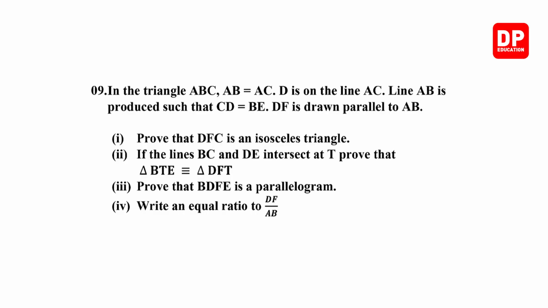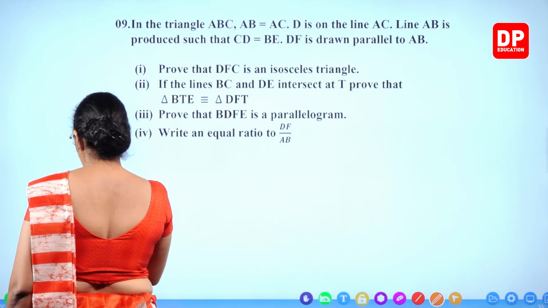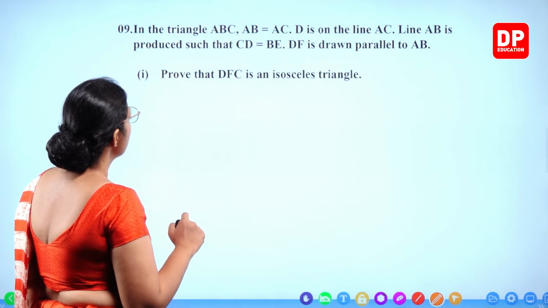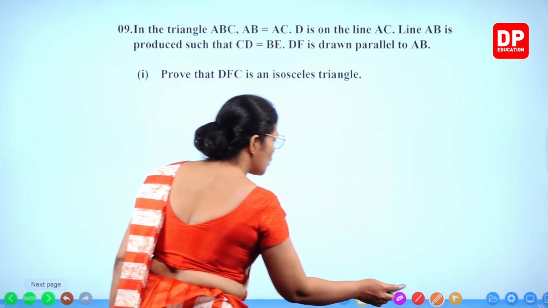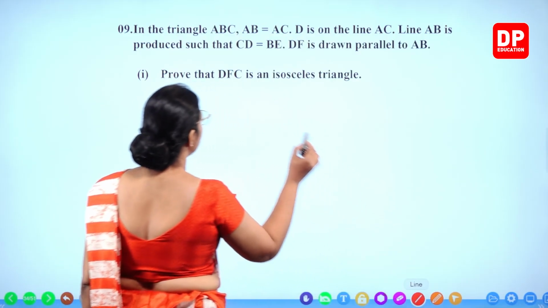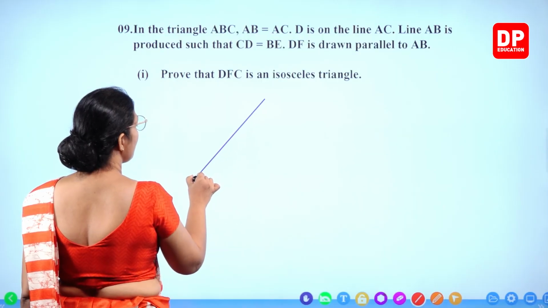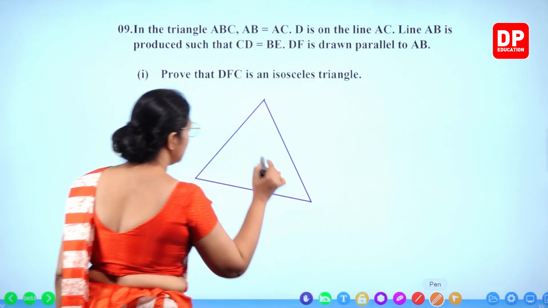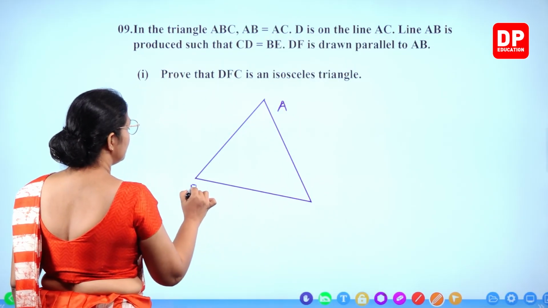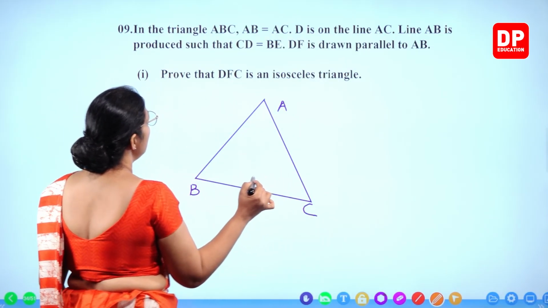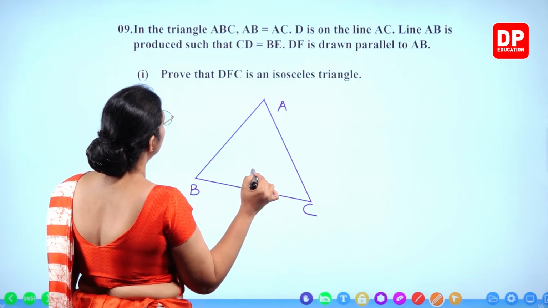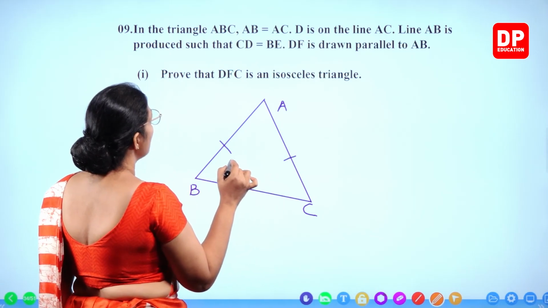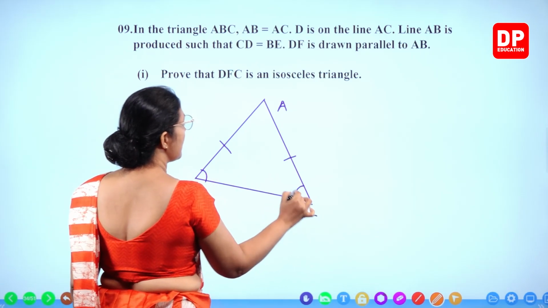Question number 9. You have to prove that. First, you have to draw the diagram. In the triangle ABC, AB and AC are equal. Shall we draw that first? In triangle ABC, AB is equal to AC. So that means this angle is equal to this angle.